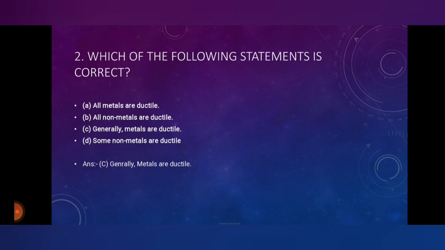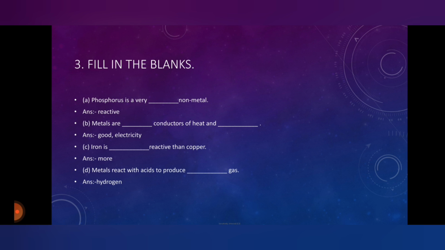A. All metals are ductile. B. All non-metals are ductile. C. Generally metals are ductile. And D. Some non-metals are ductile. Answer is C. Generally metals are ductile.